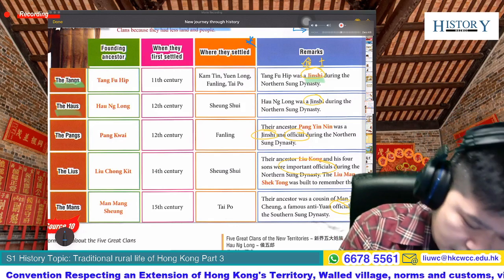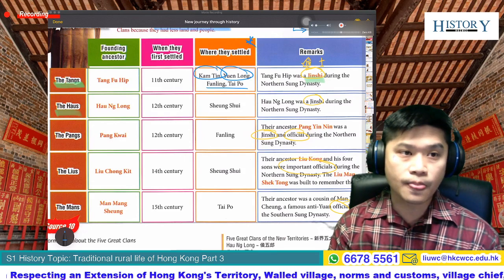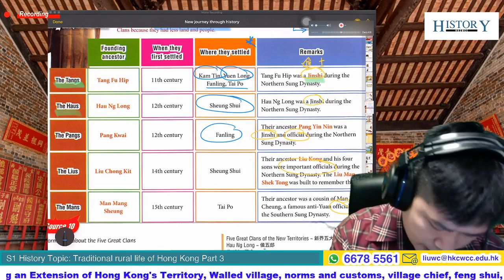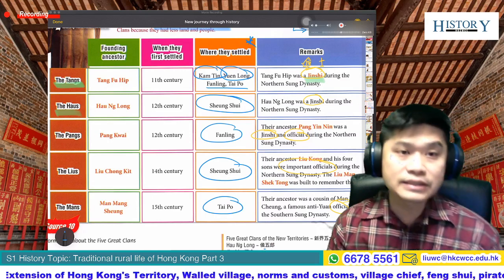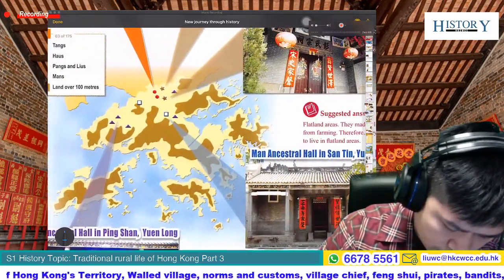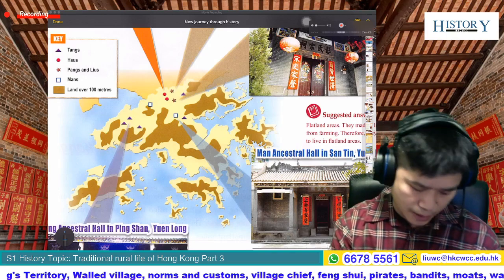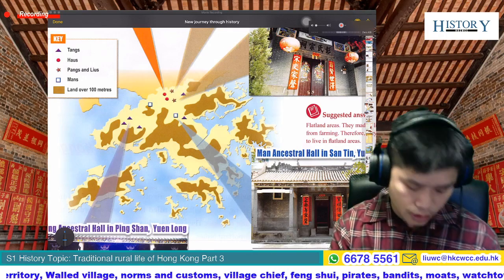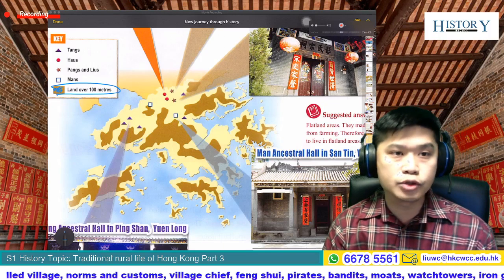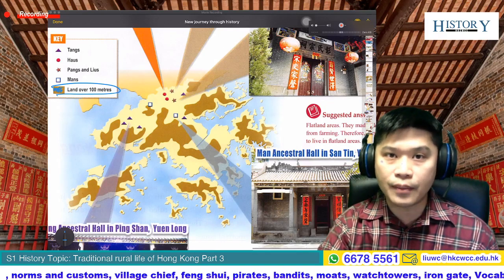For example, like for the Tangs, mainly in Yuen Long, and also Kam Tin, Fanling, and Tai Po. And for the Haus, Sheung Shui; for the Pangs, Fanling; and for the Lius, Sheung Shui; and also for the Mans, Tai Po. So therefore, if you have a look at the next page, what would be the meaning of this map? You can see that that would be the map of Hong Kong, and the brown area here would be the land over 100 meters. It means that would be like a hill, which is not really good for farming.